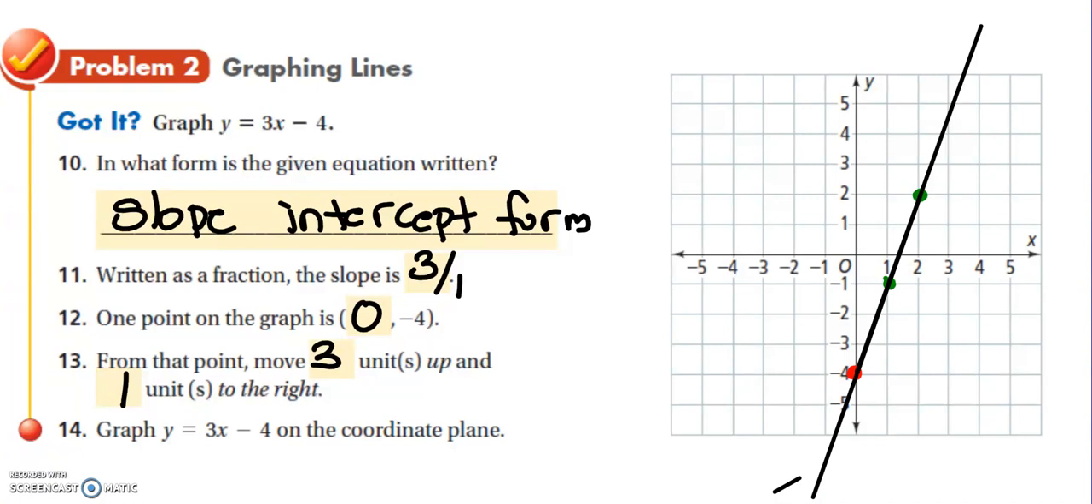And for good practice, you always write the equation of the line next to it. This is y equals 3x minus 4. That way you can distinguish the lines.